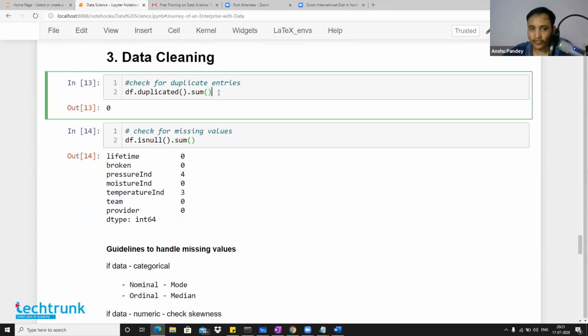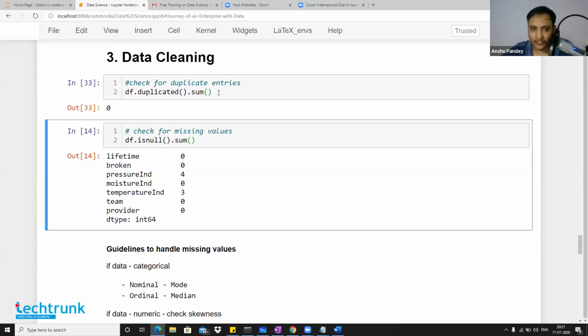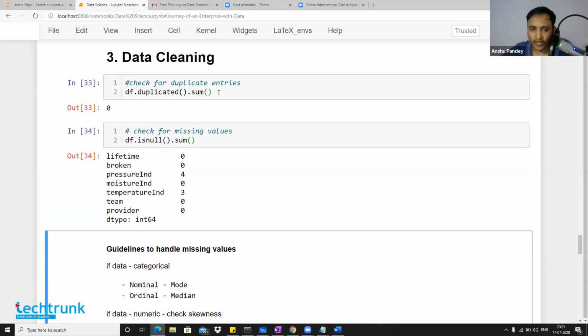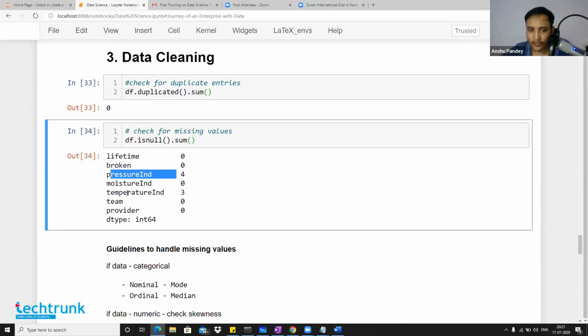And then we talked about the data cleaning part, right? Which is where we take multiple steps. First is checking for duplicate entries, right? So df.duplicated.sum is helping us identify how many rows are duplicate. We identified 0 rows. We checked for missing values. We found that pressure has 4 missing values and temperature has 3 missing values, right? So these are the missing values in the data.